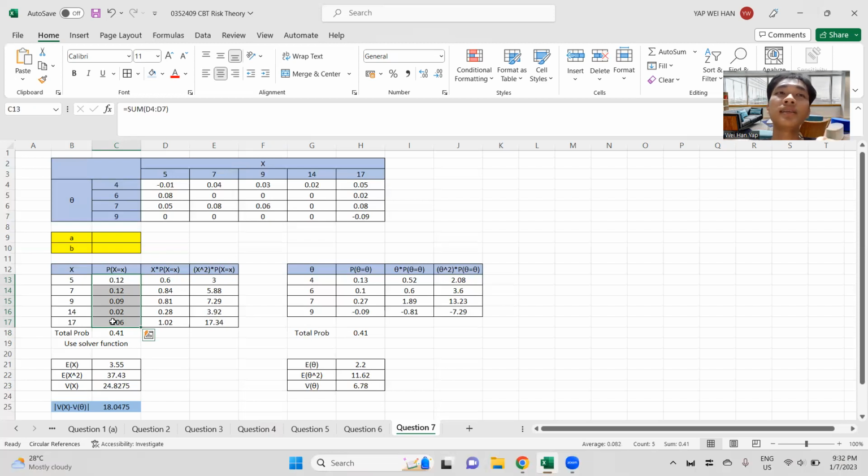Okay, you should get 1. So this is another trigger for us, so later we can work on that thing. Same thing we do for theta. For theta, we have 4 possibilities, right? 4, 6, 7, and 9. Okay, just do the same thing.